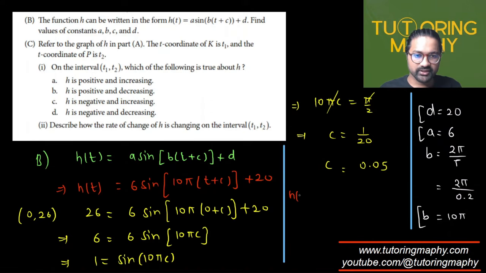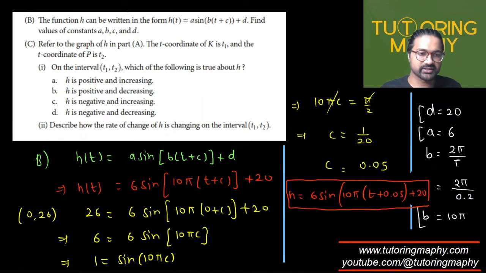So this h(t), or I'm just going to write h, is equal to 6 sine of 10 pi (t plus 0.05) plus 20. Running a little short in space here. This is the final equation, and these are the corresponding values of a, b, c, and d as well. Hope that makes sense. Let's work on the next question.